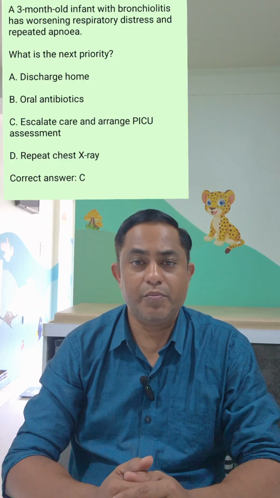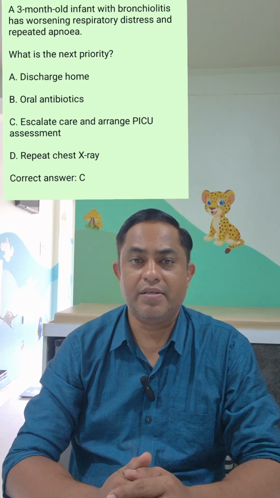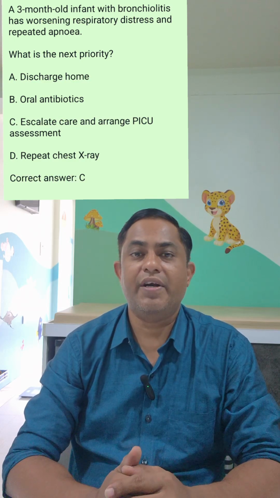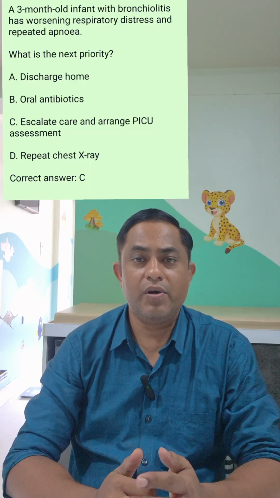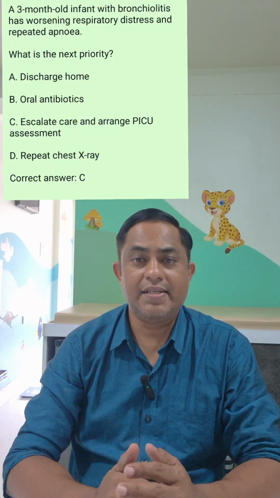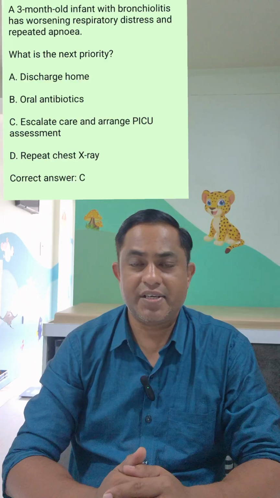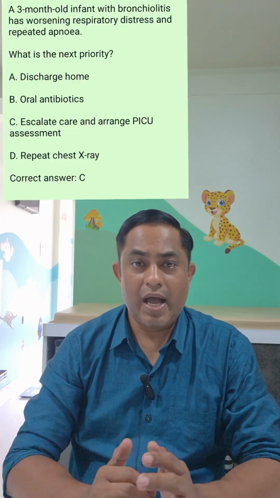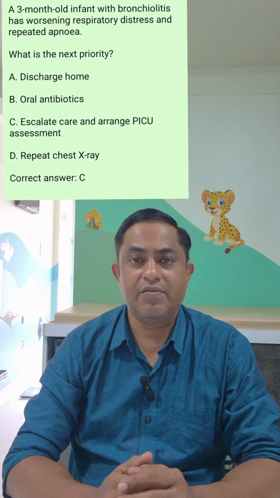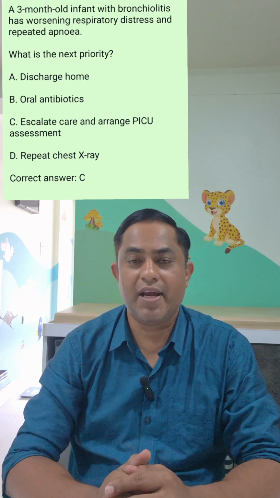A 3-month-old infant with bronchiolitis has worsening respiratory distress and repeated apneas. What is the next priority? A. Discharge home. B. Oral antibiotics. C. Escalate care and arrange PICU assessment. Or D. Repeat chest X-ray. Correct answer is C. Apnea and worsening respiratory distress is one of the criteria for admission according to UK pediatric guidelines for bronchiolitis.